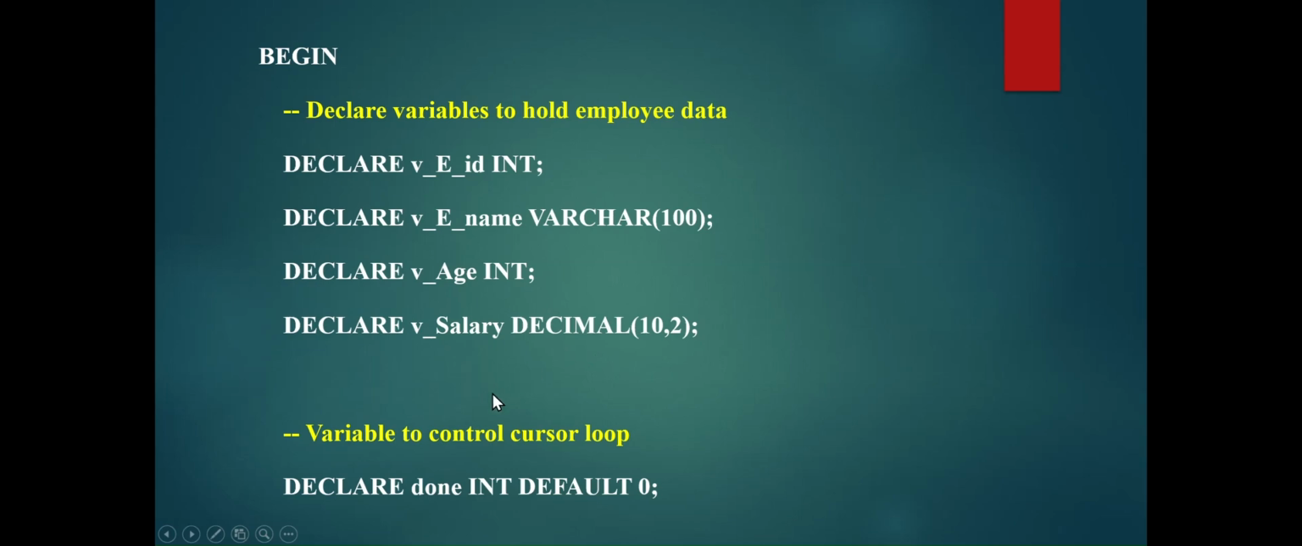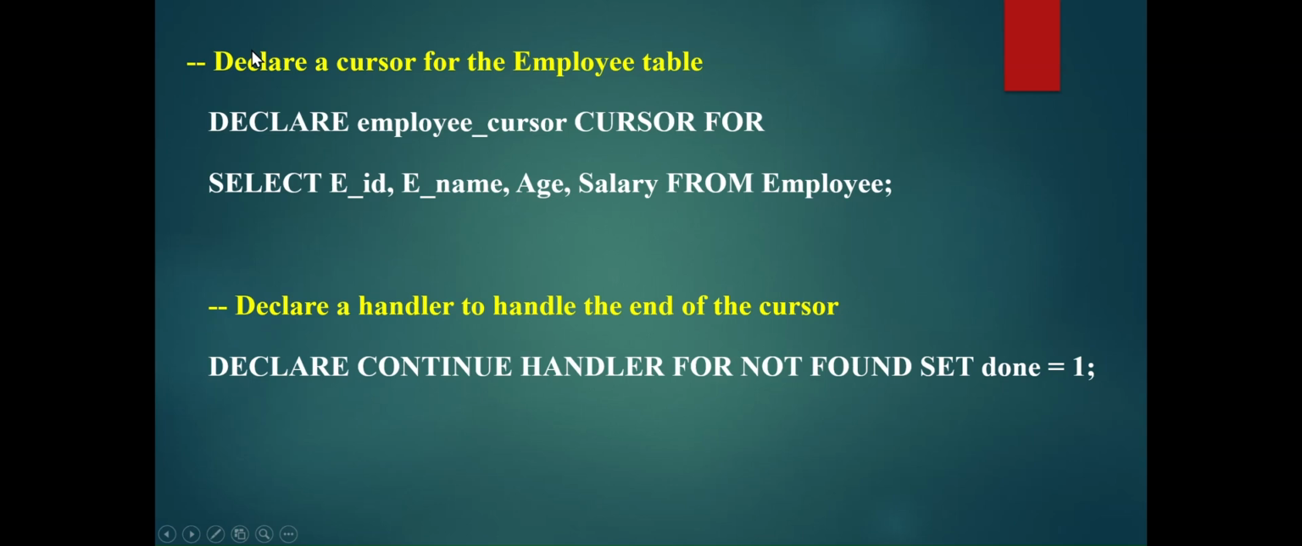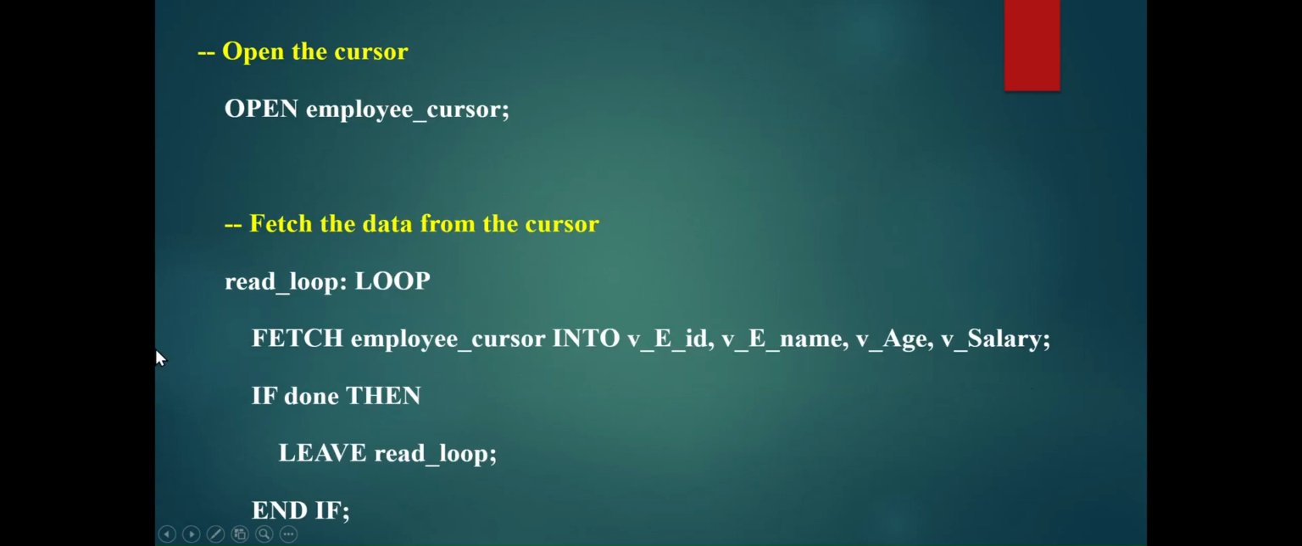The next step is to control the cursor loop. Declare done int default 0. And then we need to declare a cursor for the employee table. Declare employee cursor for select employee ID, name, age, salary from employee. Then declare a handler to handle the end of the cursor. Declare continue handler for not found set done equals to 1. Then we need to open the cursor which we have created, employee cursor.